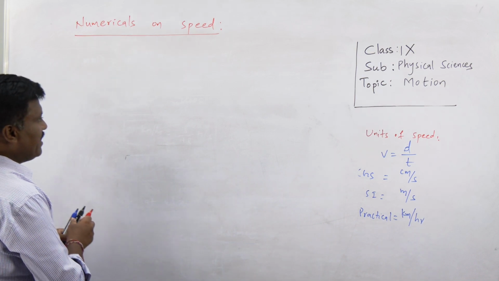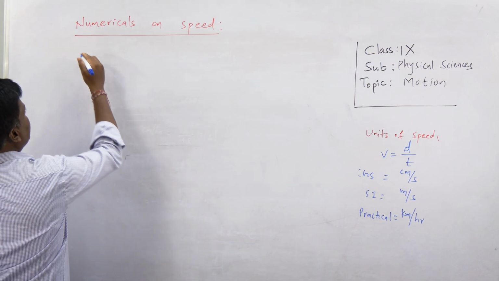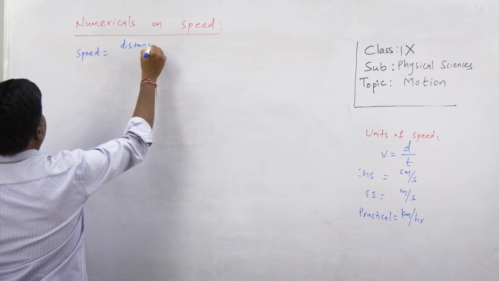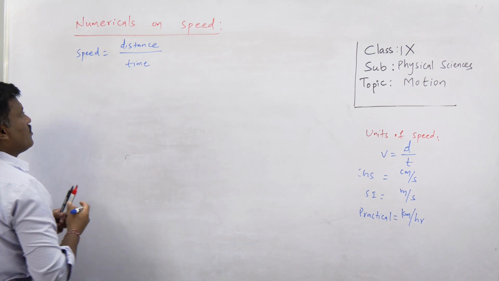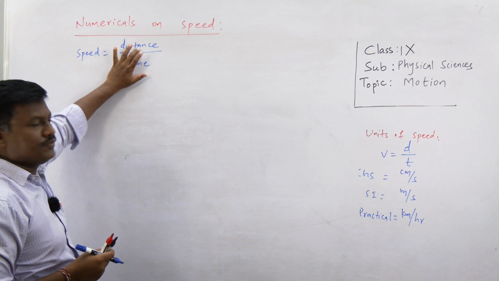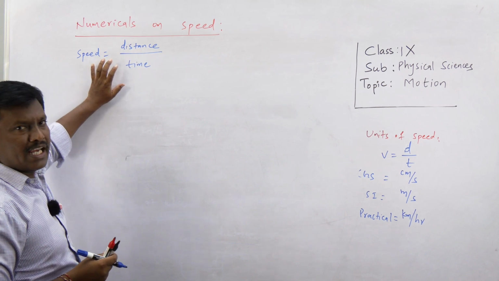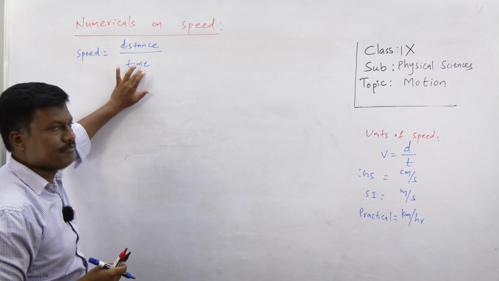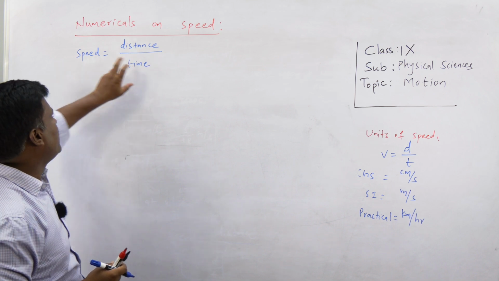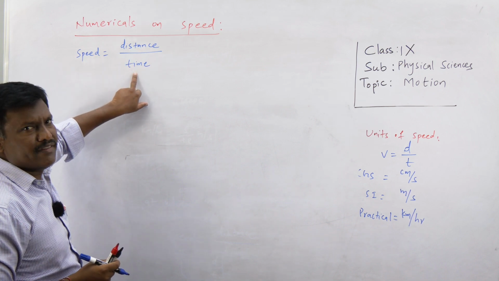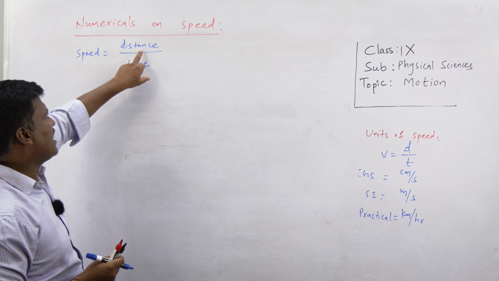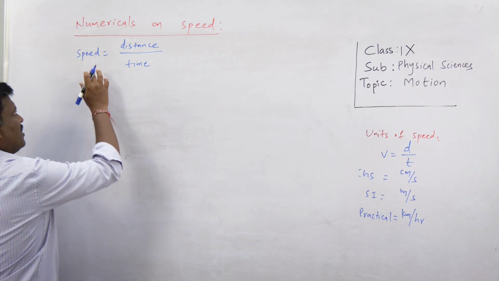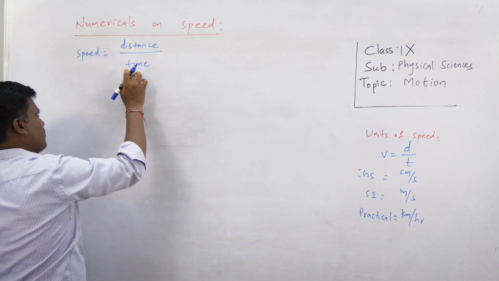Okay, so what is the speed formula? Speed is equal to distance by time. They will give you the distance value and time value and ask you to calculate the speed, so use this formula. Is it clear? Sometimes speed will be given, distance will be given, and they ask you to calculate the distance. Then what happens? See, speed is equal to distance by time.